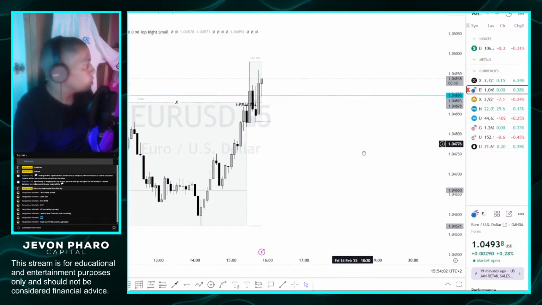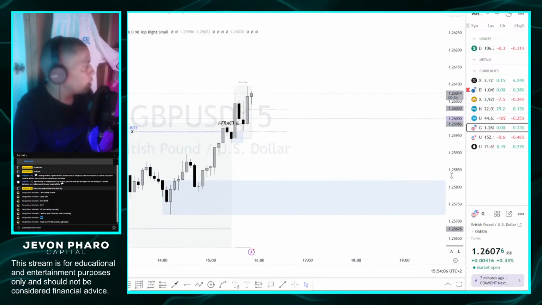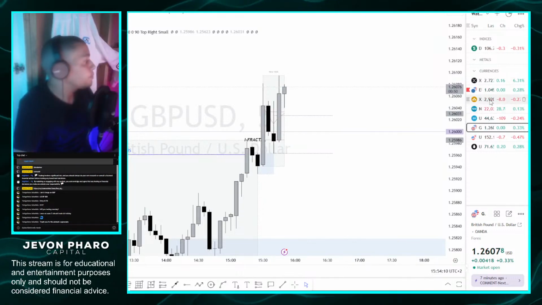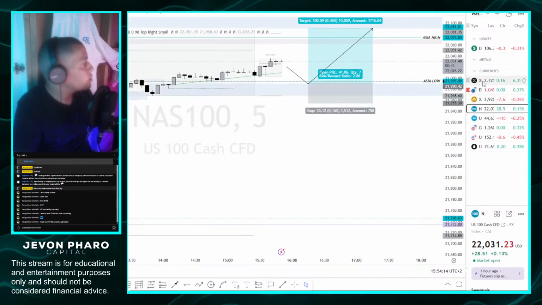Okay, EU still pushing up there. GU still pushing up. My rules aren't met, so I can't take any trades, so we gotta wait it out.